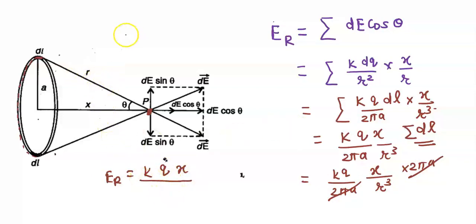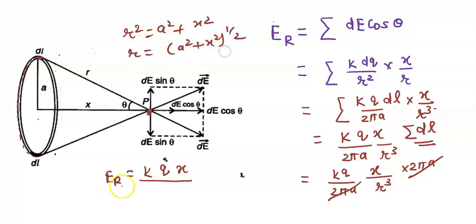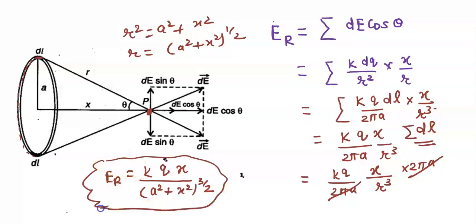Now try to understand this r. You know, r square is equal to a square plus x square. It is obvious from here. So you can write r is equal to a square plus x square whole power 1 by 2. In place of r, you can write a square plus x square whole power 1 by 2, and its cube is there, so this will be 3 by 2. So the resultant electric field intensity is kqx upon a square plus x square whole power 3 by 2. And the direction is, of course, away from the center, going away along OP.